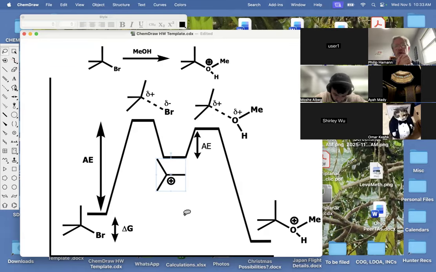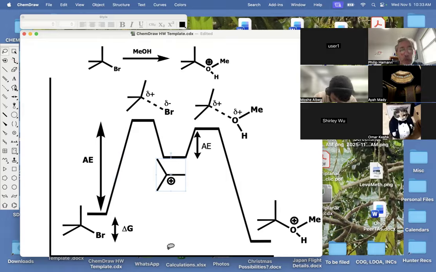For example, if you're going to do an alcohol and protonate it and make the bromide via an SN1 reaction, the protonation doesn't matter. That's not the rate determining step. Okay, so it's the rate determining step. That's the way you should word it.